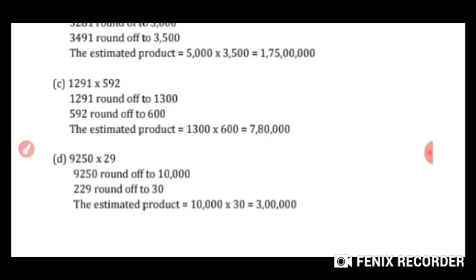Okay, then we can round to 9,000. Then after 2, which number is there? 9, that is a strong number, then add 1, then 30. Why is 10,000 coming here? Because after 2 there is 5, so add 1. Okay, it rounds up, then it is 10,000. Then the value will be 3 lakh.